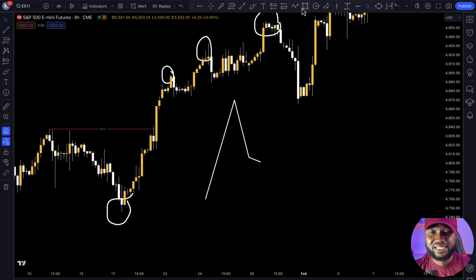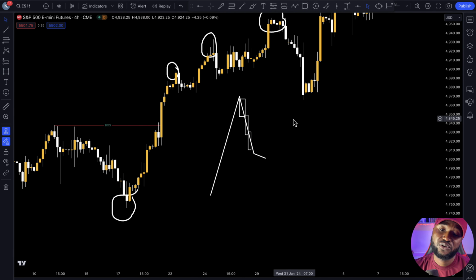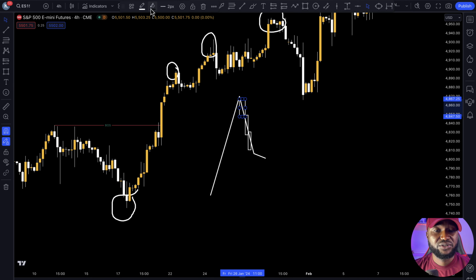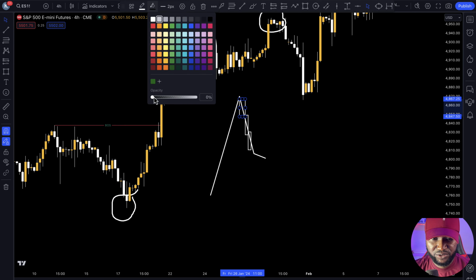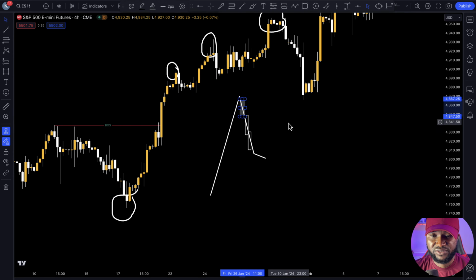A retracement is said to be formed when you have at least 3 candles closing below each other. At least, I said at least, I didn't say it must just be 3 candles. At least 3 candles closing below each other with the body, not with the wick. I will show you what I mean by that. Let me just show you this in detail.